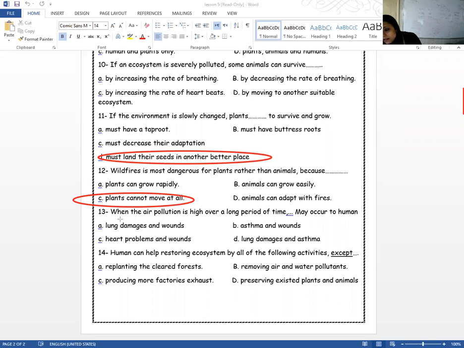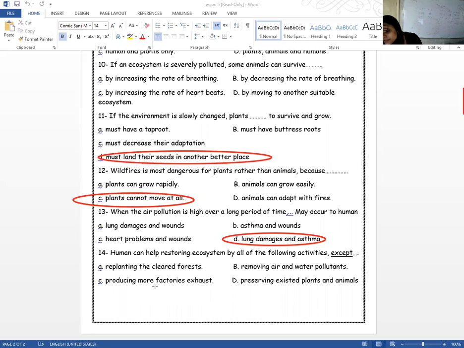Number 13, when the air pollution is high over a long period of time, what may occur to humans? Number D, lung damage and so on. Number 14, humans can help restore the ecosystem by all of the following activities, except what?